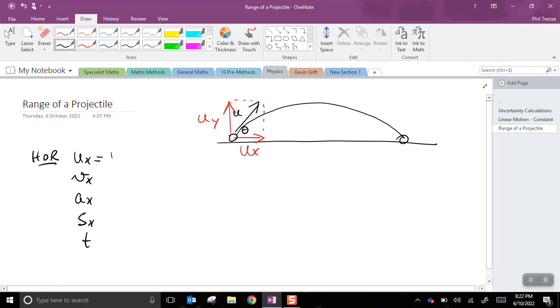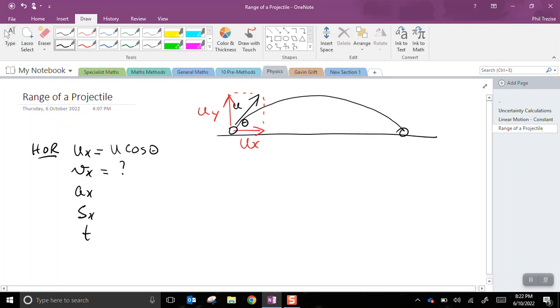Now I'll say that ux equals the starting speed by the cosine of the angle. I don't know the final speed. I can say that acceleration is 0 in the horizontal direction because there's no air friction. I don't know the horizontal displacement, but that's what I'm interested in. That is the range of the projectile, and I don't know the time of flight.